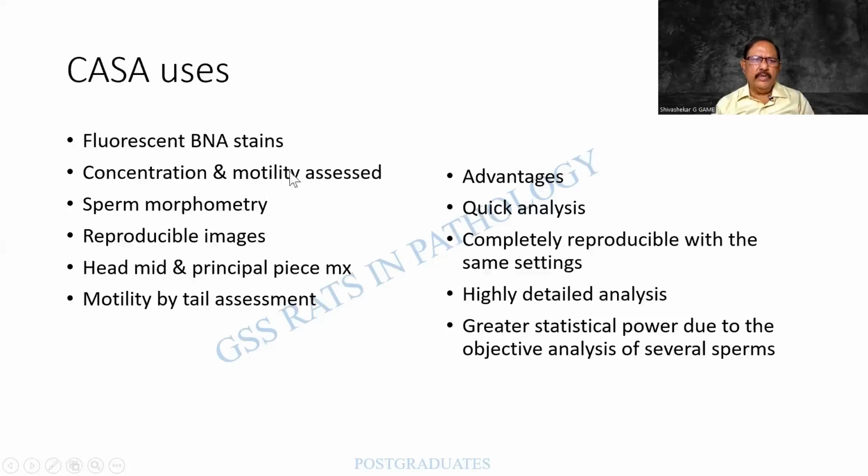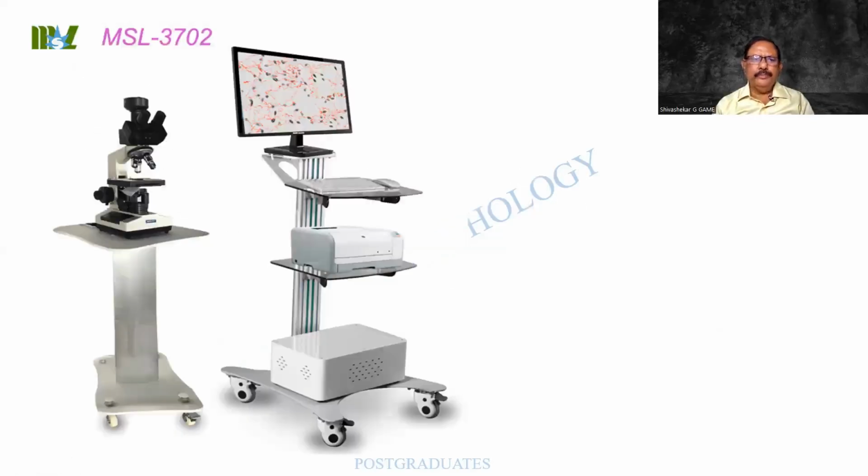There is fluorescence, concentration, motility, morphometry can be studied, it can be measured, with reproducible images. That is again one of the advantages of the computer. The important parts of it are being studied as well as the motility. Advantages are quick analysis and it is reproducible. Highly detailed analysis is possible and there will not be manual error. And greater statistical power is there. You will be able to compare also.